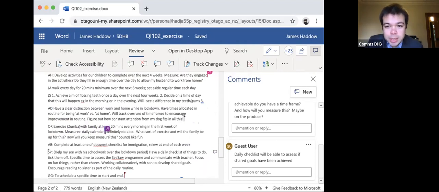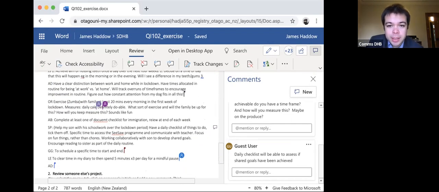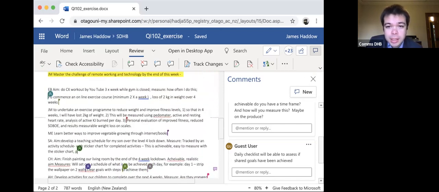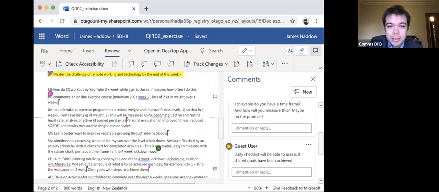Okay, so for the last couple of minutes, I'm just going to pick out a couple of ideas. I saw that JM wrote here: to undertake an exercise program to reduce weight and improve fitness levels, so that in 4 weeks I've lost 2 kilos of weight. This will be measured using pedometer, active and resting heart rates, analysis of active kilojoules burned per day, personal evaluation of improved fitness, reduced shortness of breath, and measurable weight loss on scales. So that's a pretty good example there.